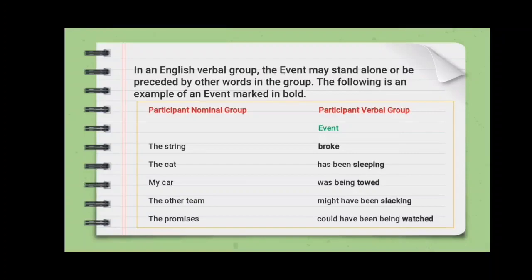And the second example is the cat has been sleeping. The cat shows the participant nominal group. Has been here shows the verbal group and sleeping here is the event.